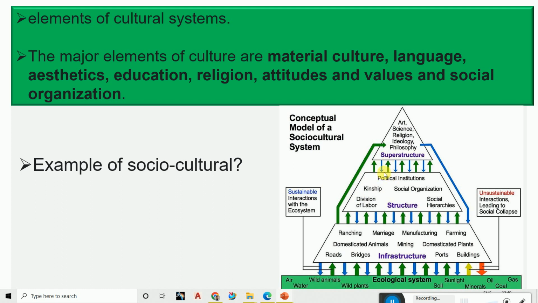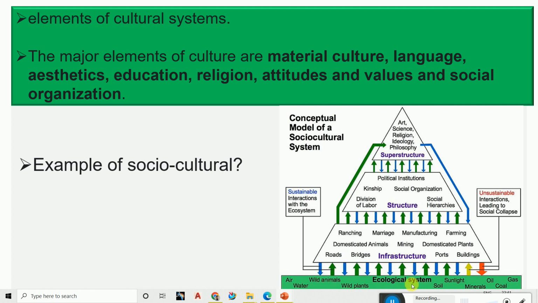If you are going for an exam, you can try to remember this graph, this diagram, and you can say its pyramid size. First you can look at the ecological system. What is the ecological system? There are different terms in this ecological system: air, water, wild animals, wild plants, soil and sunlight. There are minerals, oil, coal and gas. All of these are the ecological system.